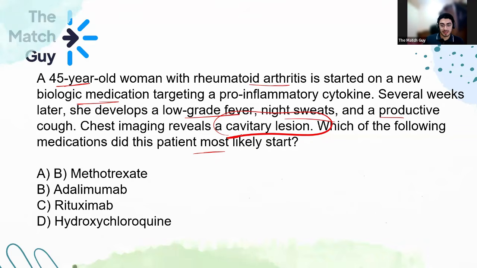Exactly. So this is the thing that we didn't want. This patient had activation of her TB because she probably started one of the TNF alpha inhibitors, like adalimumab. And after that, she had active TB again.